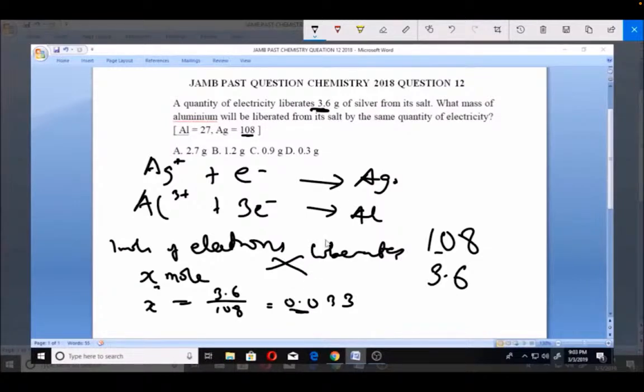So this quantity of electricity, how many grams of aluminium will it give? From our initial equation, we can see that it is 3 moles because of this 3. For silver it was 1 mole because here is 1. So for this aluminium, 3 moles of electrons is going to liberate how many? It's going to liberate 27.